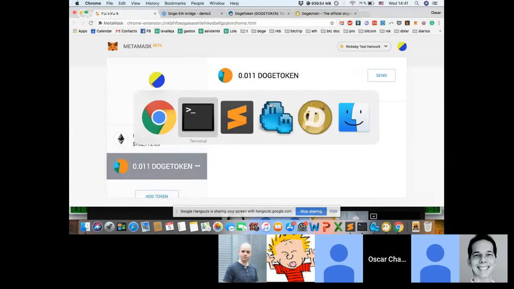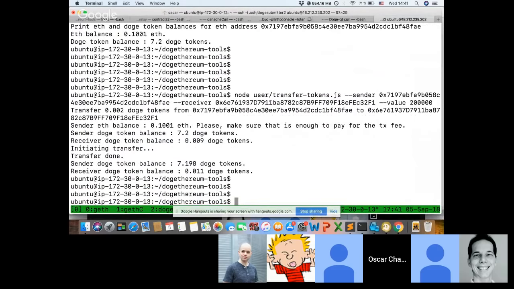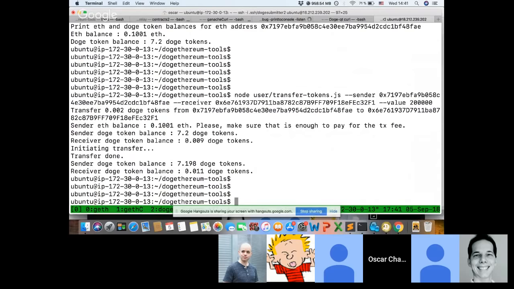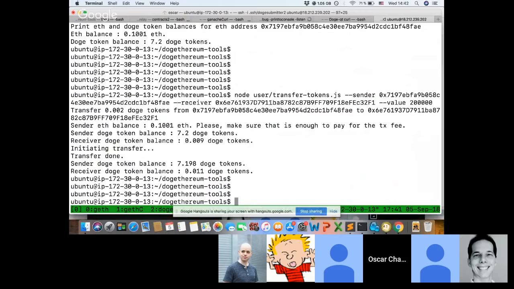So, the last step of the demo will be converting Doge tokens back to Dogecoin. You're cutting out a little. Can you make sure you speak into the microphone, please? Say that again, please. You're cutting out a little. Can you make sure you're speaking into the microphone? Yeah, okay. So I will try to speak louder and closer to the microphone. That was much better.